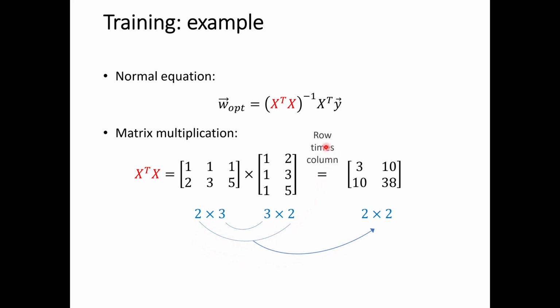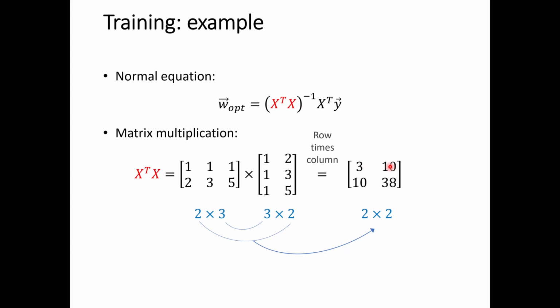We have the row times column rule, where the elements of a row in the first matrix are multiplied by the corresponding elements of a column in the second matrix, and the results are summed to produce an entry in the resulting matrix. For example, to get the element in the first row and in the first column, we take the first row of the first matrix and the first column of the second matrix. 1 times 1 plus 1 times 1 plus 1 times 1 equals 3.